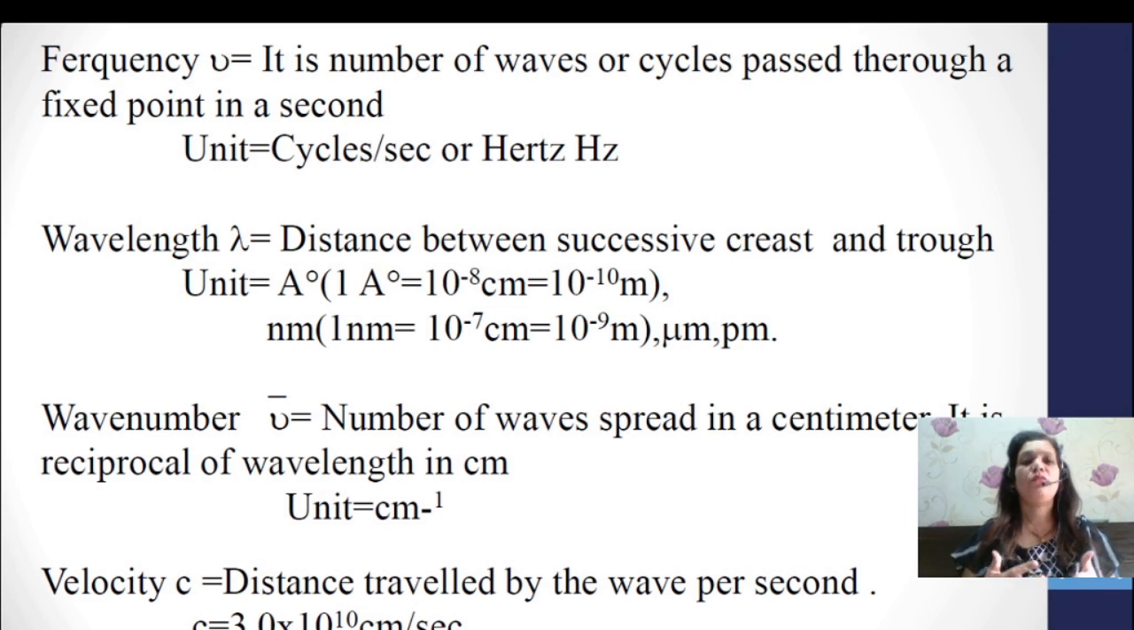1 angstrom, if we convert it into centimeter, will be 10 to the power minus 8, and in meters 10 to the power minus 10. Nanometer, if we convert it into centimeters, is 10 to the power minus 7, and in meters, 10 to the power minus 9 meters. Wave number, that is nu bar, is the number of waves spread in a centimeter. It is the reciprocal of wavelength in centimeter, so the unit will be centimeter inverse. Velocity is the distance traveled by a wave per second. That value is 2.99 or 3 into 10 to the power 10 centimeter per second.